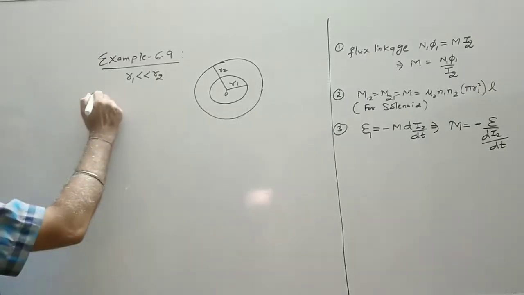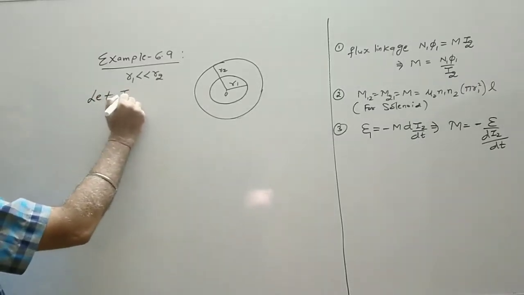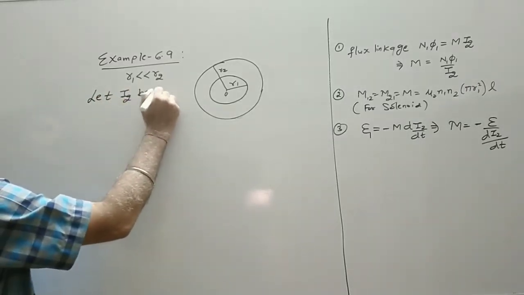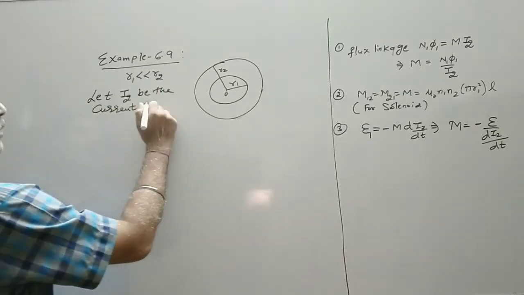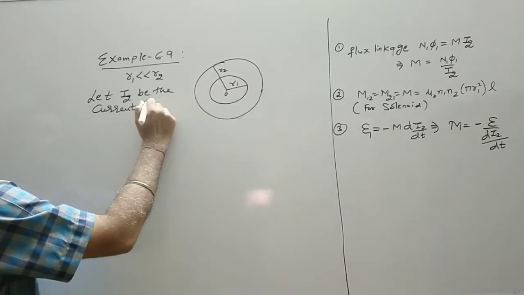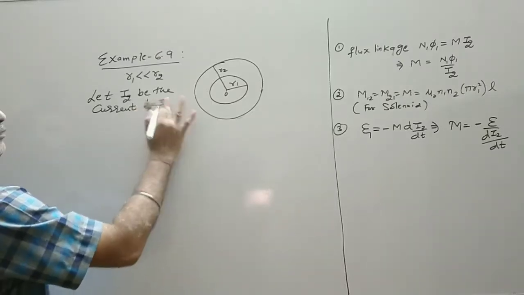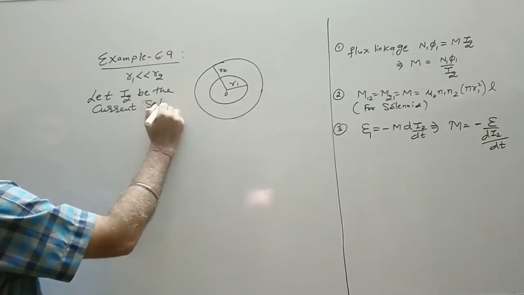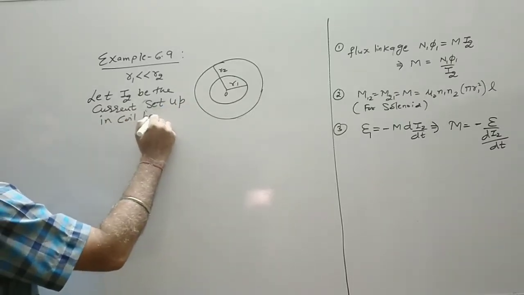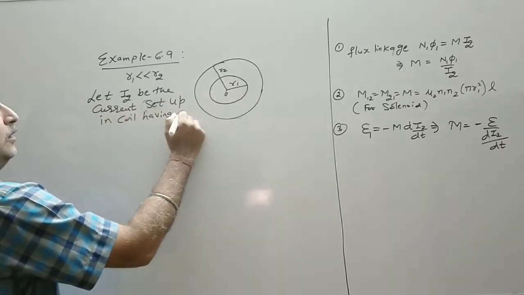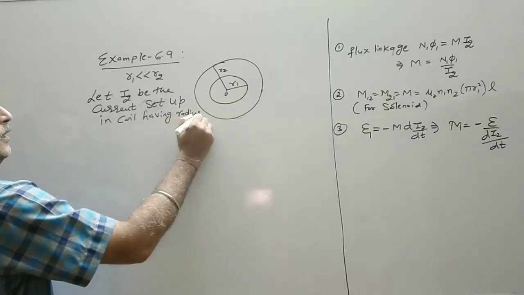So if it is in our hands, let I2 be the current passed, or we can say set up, in the coil having radius R2.